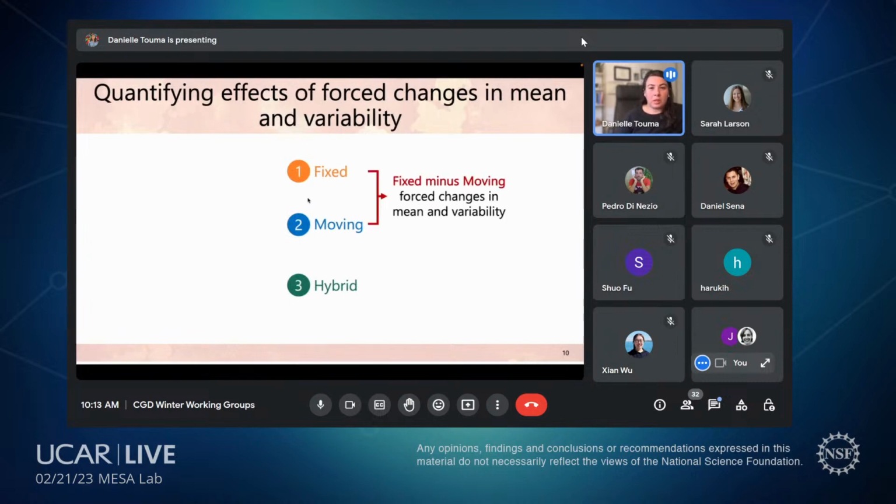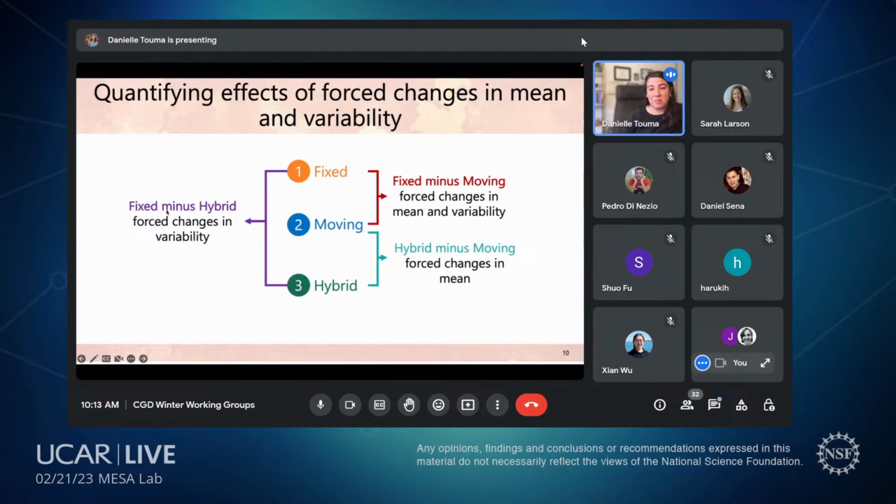So we wanted to isolate the changes in the mean and the variability. To do that, we started to play around with the results from these different thresholds. First we looked at the fixed minus moving thresholds. This gives us the forced changes in the mean and variability. If we take the moving threshold away from the hybrid threshold, this gives us the forced changes in the mean. And when we take the fixed minus hybrid results, this gives us the forced changes in the variability.